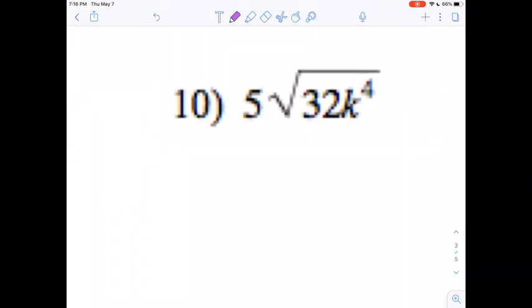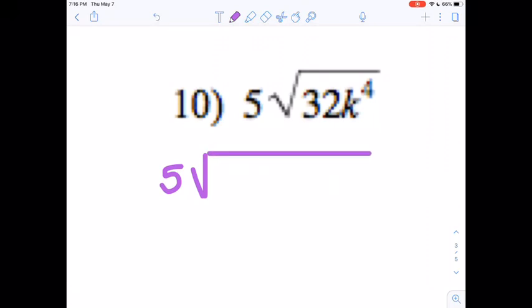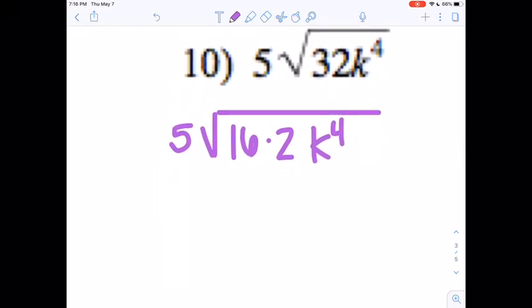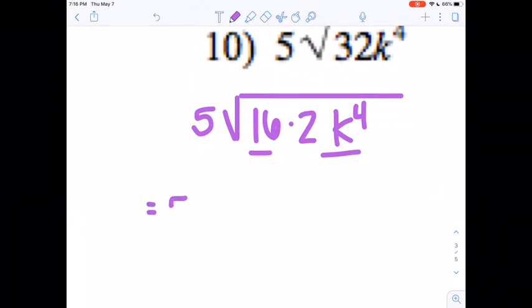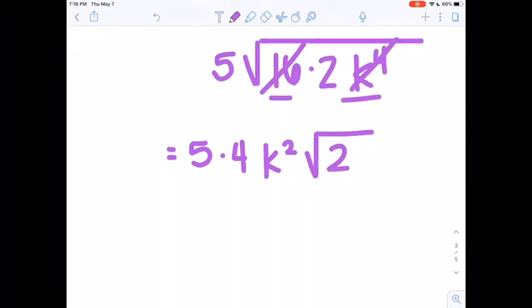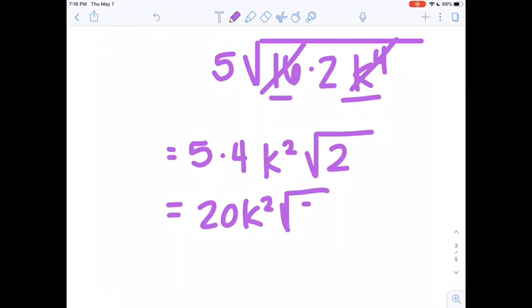Okay, number 10. A perfect square that goes into 32 is 16, so that's 16 times 2. K to the 4th is already a perfect square, so I'm not going to fix that. So these are my two perfect squares coming out. The square root of 16 is 4. The square root of k to the 4th is k squared. And then I have 2 left inside. Multiply your outside numbers together, and you should have gotten 20k squared root 2.